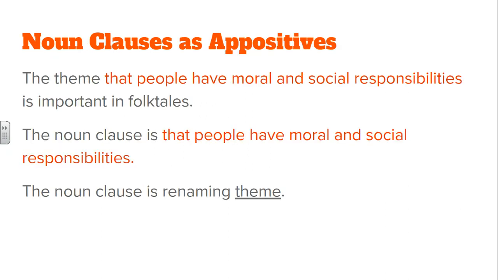Here's how it looks if that appositive is a noun clause. The theme that people have moral and social responsibilities is important in folktales. So in that sentence, the noun clause is that people have moral and social responsibilities. Okay, it starts with one of those introductory words, that. It has a subject, people, and it has a verb, have. And that noun clause is acting like an appositive because it is renaming the word theme.